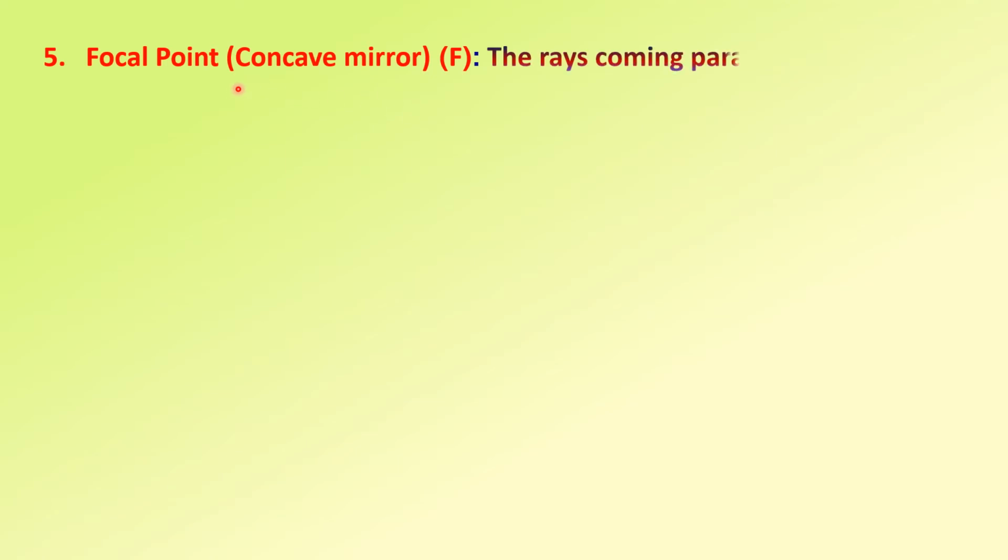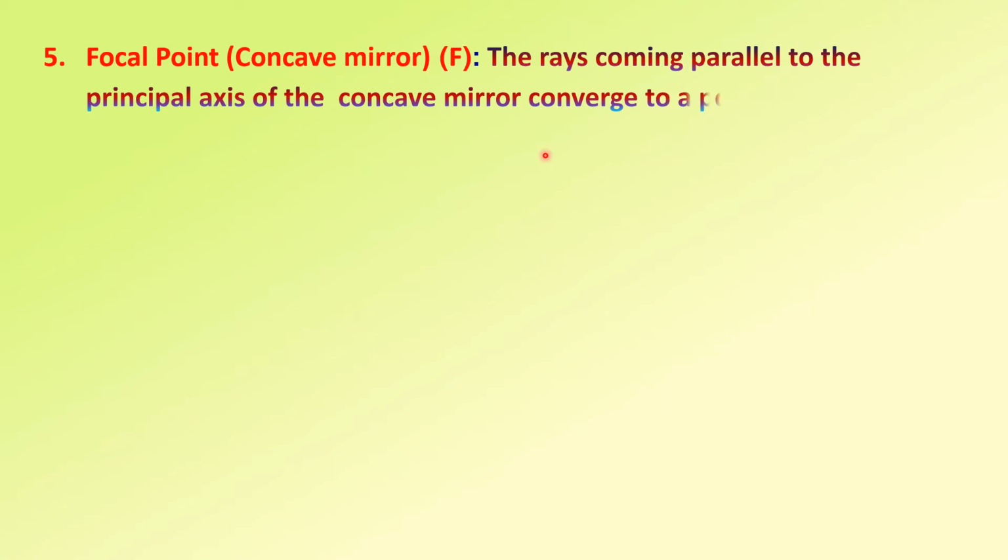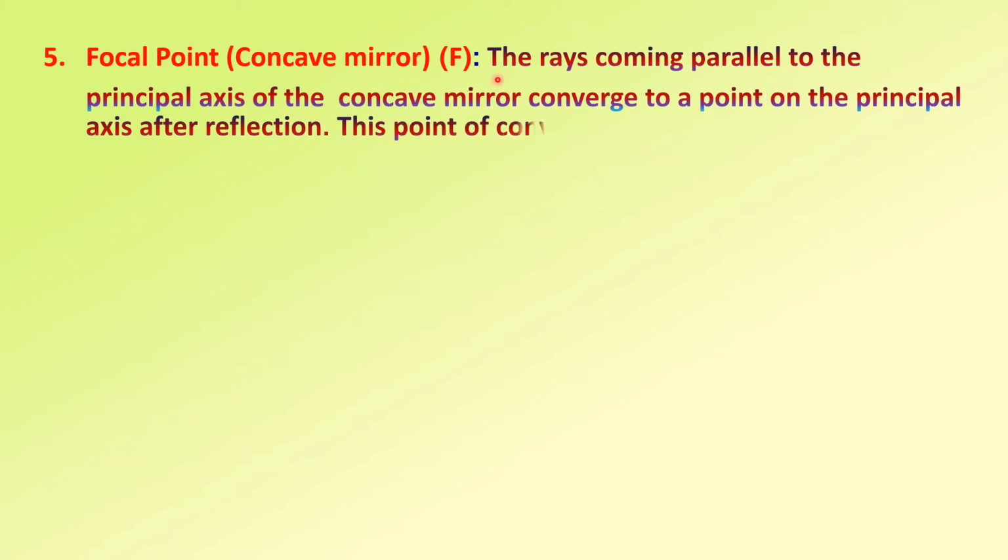The fifth point is focal point. Focal point or focus in case of concave mirror I am showing you. Here, in order to locate the focal point, we have to take a parallel beam of light. See here. Here is the definition. The rays coming parallel to the principal axis of the concave mirror converge to a point on the principal axis after reflection. This point of convergence is called focal point.